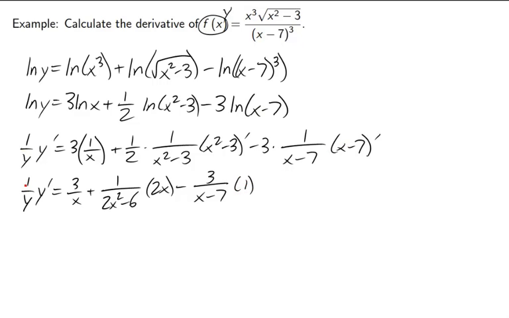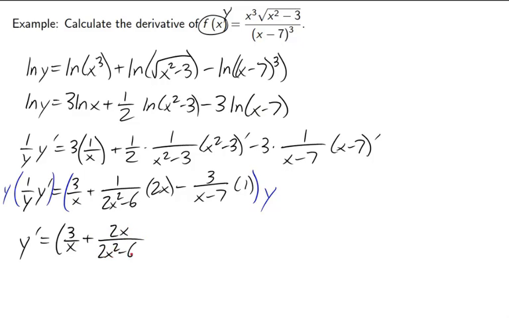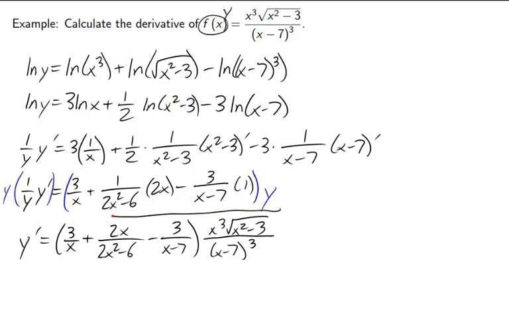So now we will multiply both sides by y to get y prime by itself. We get y prime equals 3 over x plus 2x over 2 times x squared minus 3, minus 3 over x minus 7, and it's all multiplied by y. Remember, y was x cubed times the square root of x squared minus 3 over x minus 7 cubed. And that's our answer. You could clean this up a little bit, it's not really worth doing.